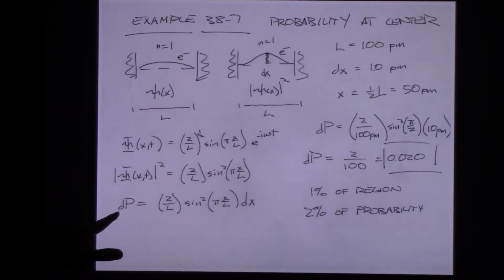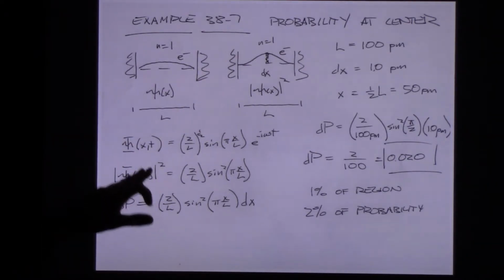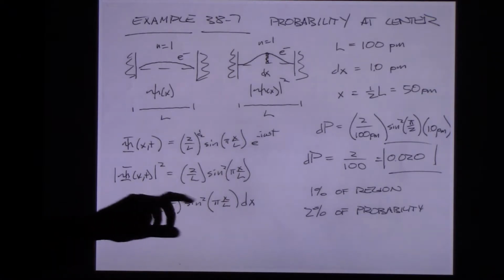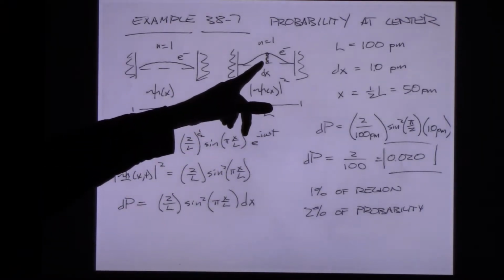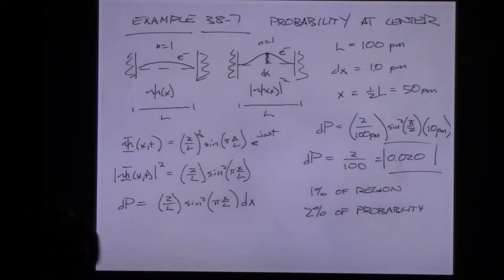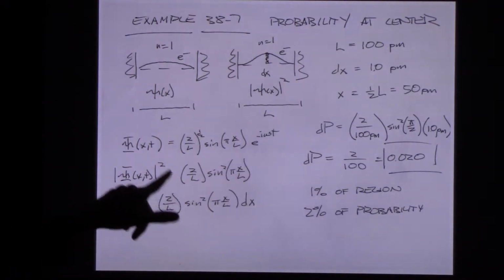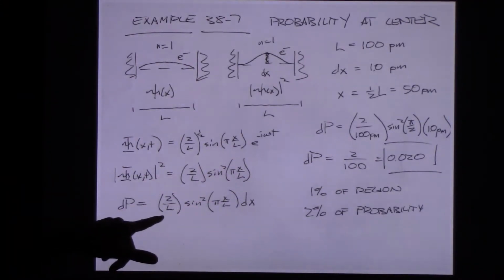Now, the little piece of probability here in that little narrow band is going to be the wave function squared times dx. The wave function squared is our probability density. So for this, we don't really have to do any kind of integration. It's such a narrow region. The function is varying almost not at all. And that says we can just take this expression and start plugging things in. 2 over 100 picometers was L.